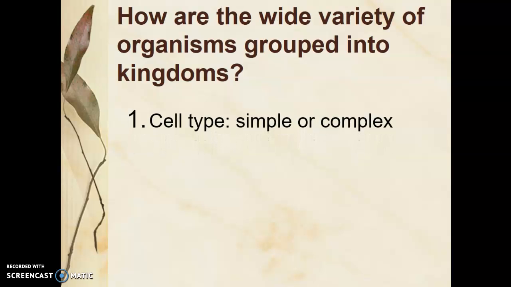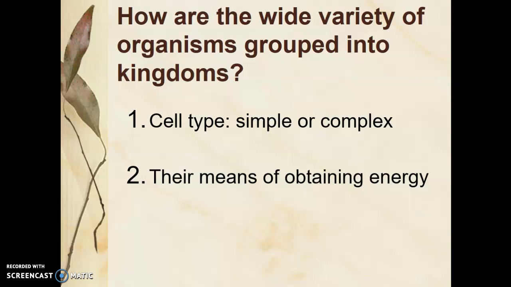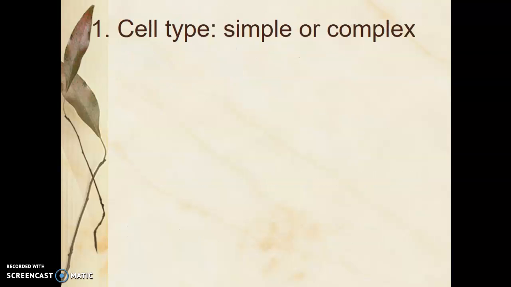The first is cell type. Are their cells simple or are their cells complex? Their means of obtaining energy, so how do they get their energy? And finally, the number of cells in their body. Let's start with cell type.